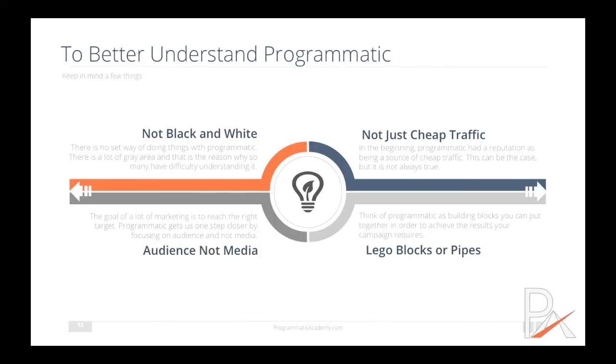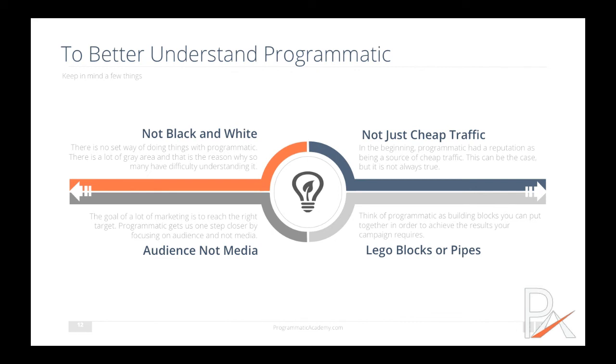Here are a few things to keep in mind to better understand programmatic. And I think a lot of people struggle with it because they want to understand it like they do search, for example, which is very simple to understand. You bid on the keyword, you buy it, and it comes up on the search results page. It's very black and white. Programmatic is not black and white. There really is no set way of doing things. There are best practices, obviously, but there is a lot of gray area.